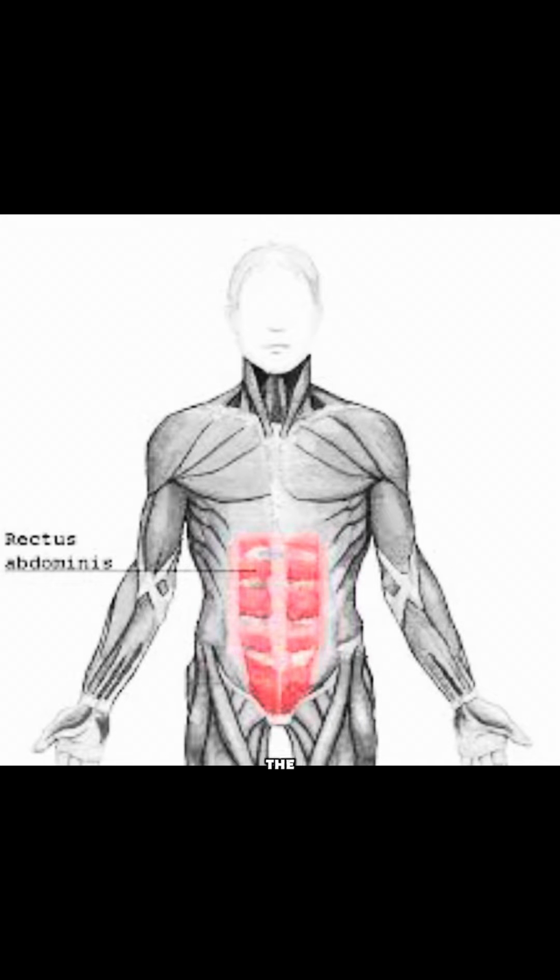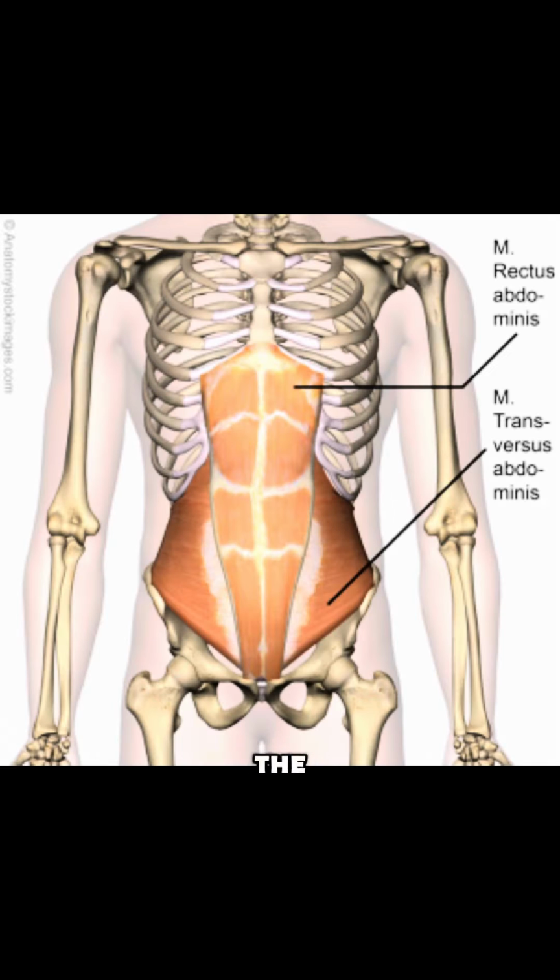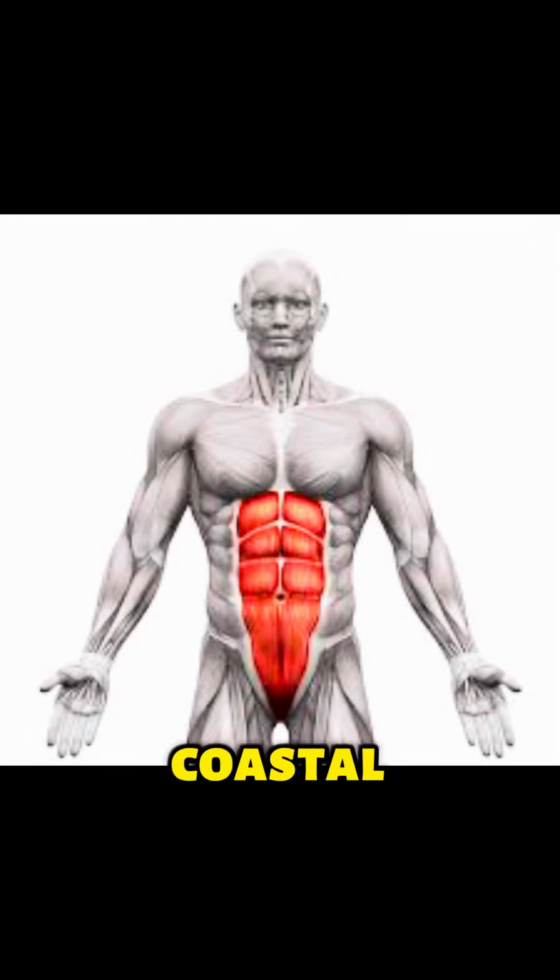We will be talking about the rectus abdominis. It originates from the pubic symphysis and the pubic crest, which are located in the pelvic region, and it inserts into the xiphoid process of the sternum and the costal cartilages of the 5th, 6th, and 7th ribs.